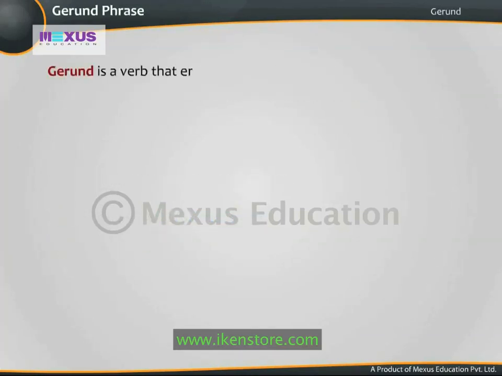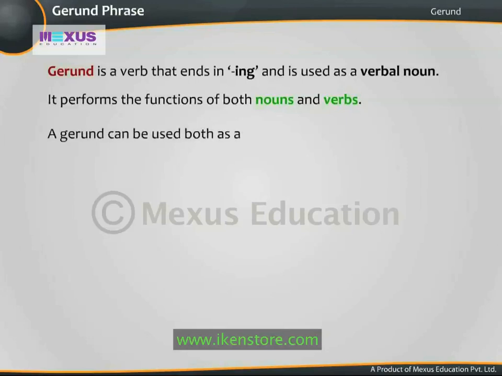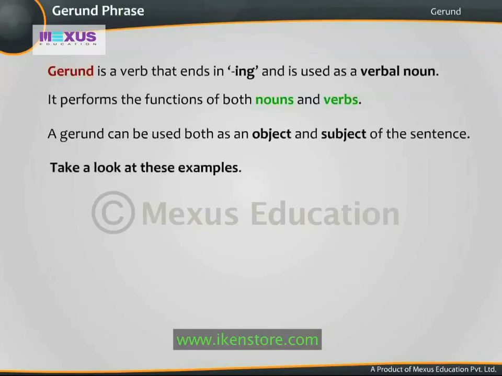Gerund is a verb that ends in "ing" and is used as a verbal noun. It performs the functions of both nouns and verbs. A gerund can be used both as an object and subject of the sentence. Consider these examples.